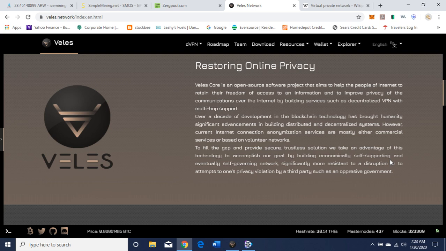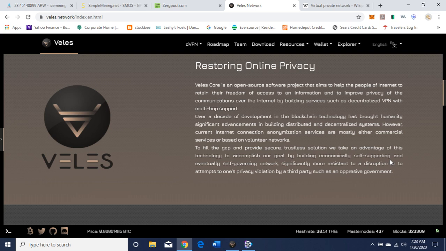So today I want to talk about Veles. It is restoring online privacy, and I'm going to talk about how to mine it. I'm just going to do a brief overview here before I get into the mining part. Like I said, restoring online privacy. Veles Core is an open source software project that aims to help the people of the internet to retain their freedom of access to information and to improve privacy of the communications over the internet by building services such as a decentralized VPN with multi-hop support.